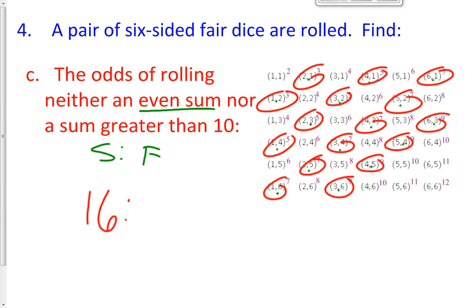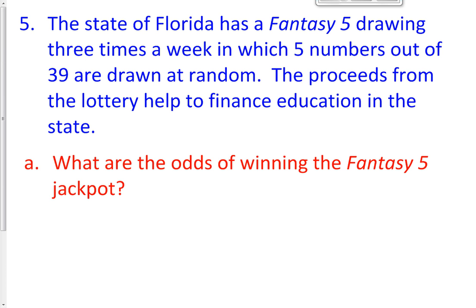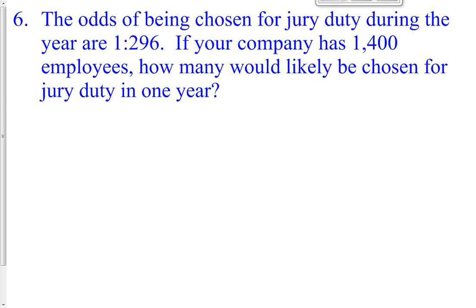So 16 successes, and that would mean that there would be a possible 20 failures because 16 plus 20 is a total possible of 36 outcomes. So our answer then, as reduced, would be 4 to 5. 4 to 5 would be the odds for question letter C. I'm going to skip problem number 5 for now. We'll move on to our last problem, problem number 6.